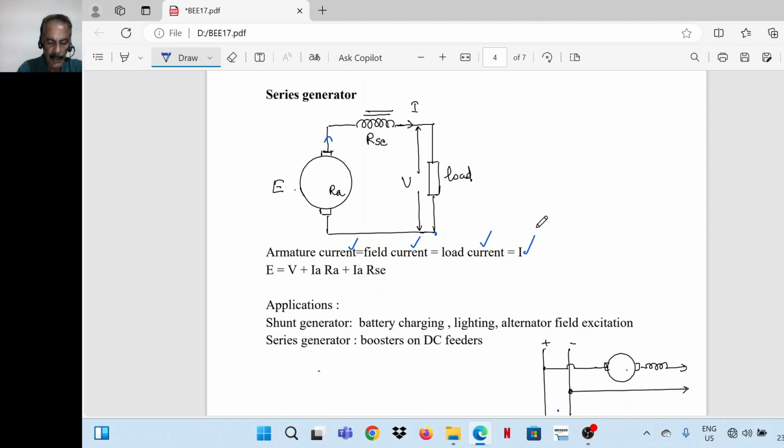And the generated voltage is equal to terminal voltage plus voltage drop in the armature resistance plus voltage drop in the field resistance. In certain cases, brush drop also can be added. Brush voltage drop. So the generated voltage is equal to terminal voltage plus voltage drop in the field winding resistance plus voltage drop in the armature resistance plus brush contact drop.